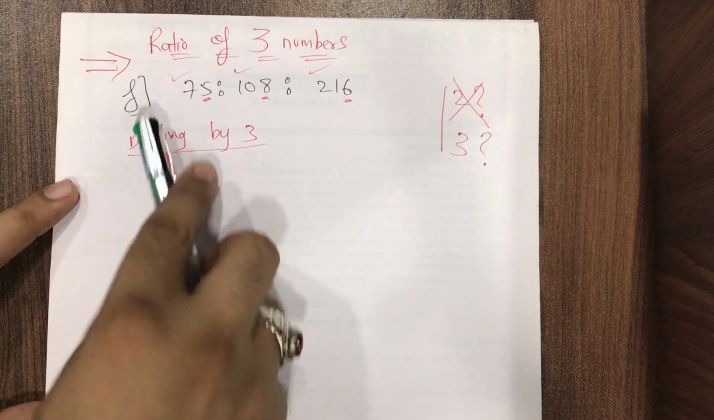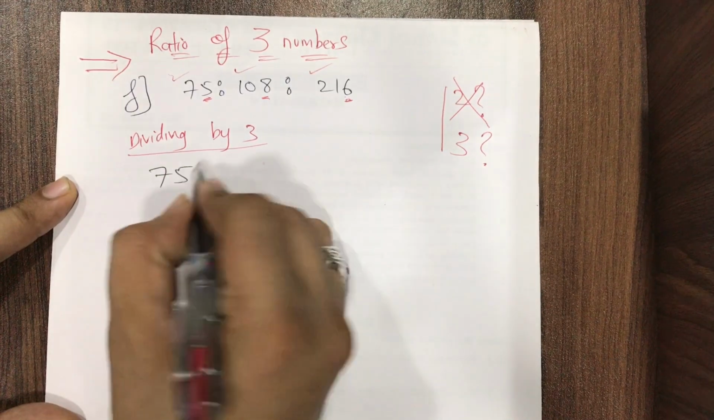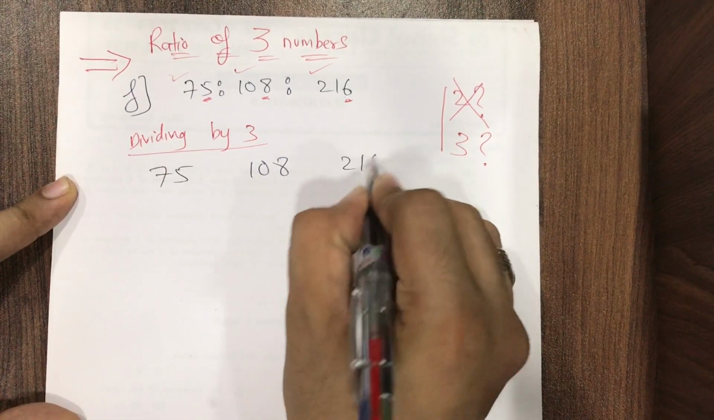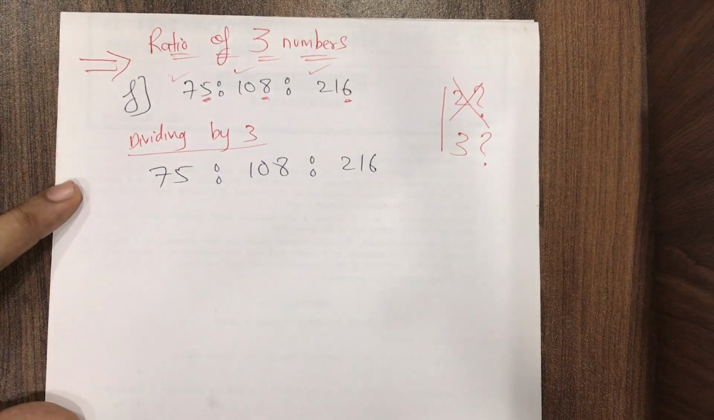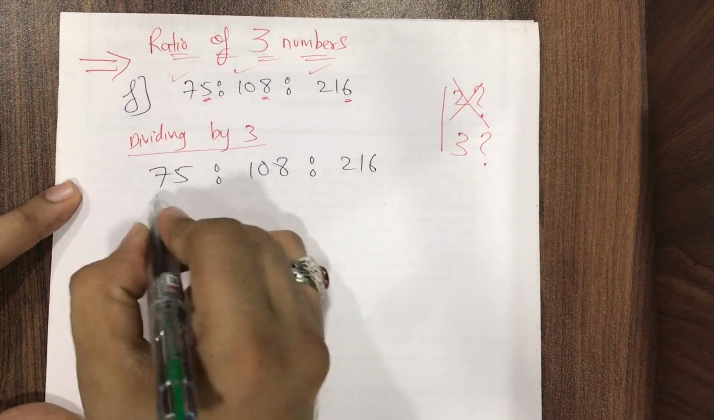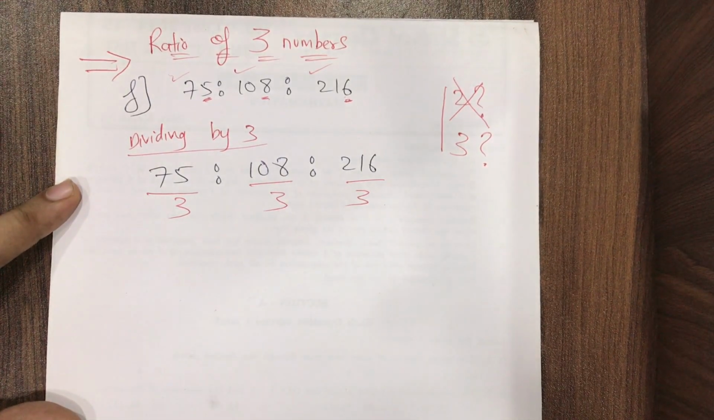So what will happen? I'll divide each and every term by 3. First let me copy 75, 108, 216. The colon is the ratio symbol; just copy it as it is. Now dividing by 3, 3, 3. Now let's do the cancellation.